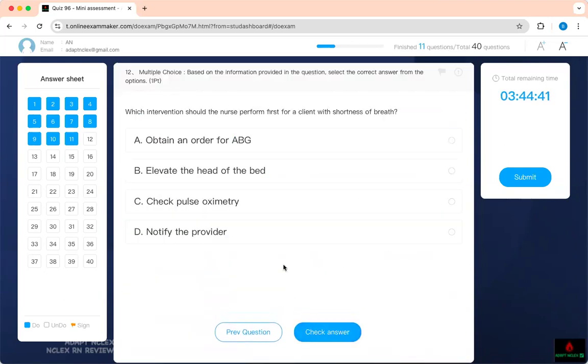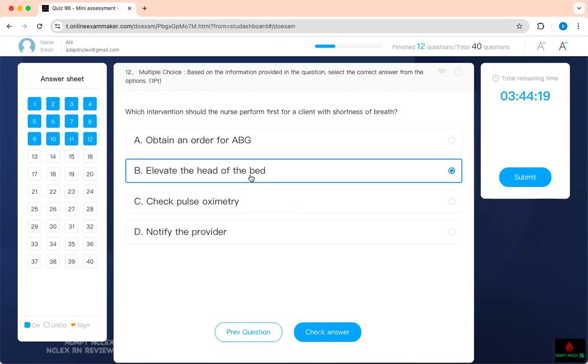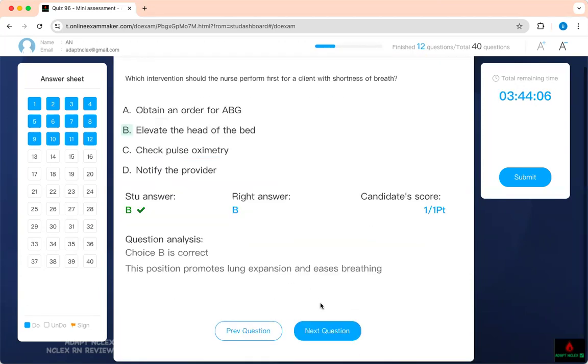Which intervention should the nurse perform first for a client with shortness of breath? Think about it. You're sitting there, prioritization 101. Sitting there, shortness of breath. I can help with your lung, do something better. Unless there's oxygen there, unless you're giving the patient oxygen, I'm going to raise your head up. Ordering an ABG is not going to help the patient. Elevating the head of the bed helps the patient. Checking pulses does not matter. The question said the patient has shortness of breath. Notifying the healthcare provider, you're wasting time.